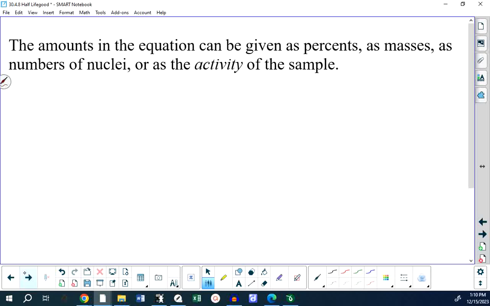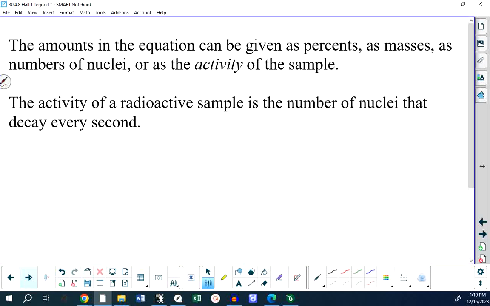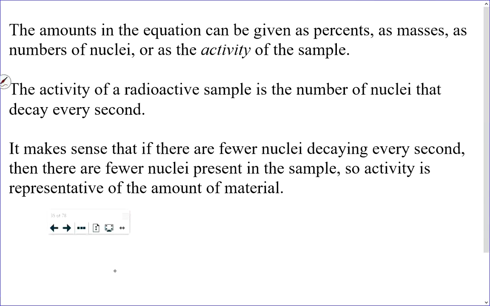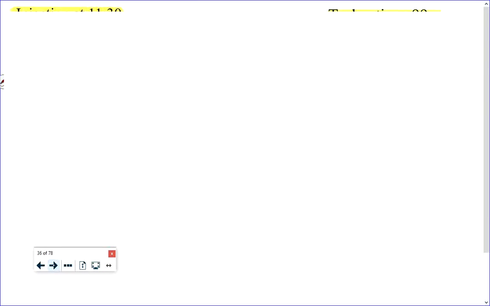But if I leave that polonium for a few months, remember the half-life of polonium is very short. Armand had asked about that. It's only like 138 days. If I leave that for a few months and then I bring it back, I will not get 1,000 decays per second because there will be less that's decaying because there's less remaining to decay. So it could be activity. Activity is the number of nuclei decaying per second. And again, it makes sense that if there are fewer there to decay, there are fewer there that will decay.